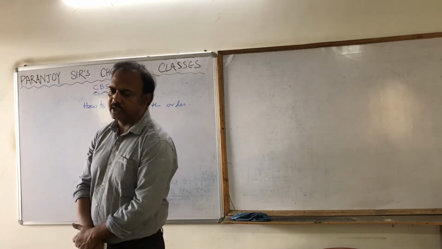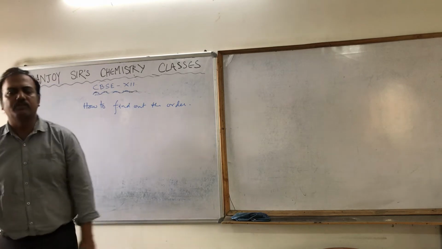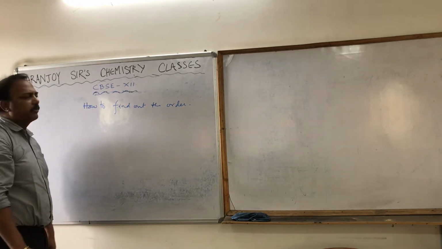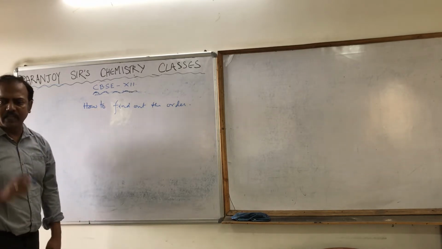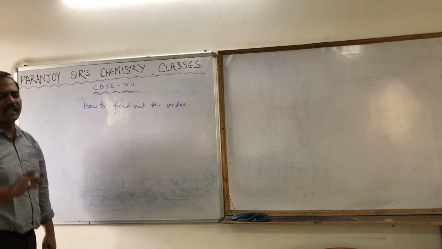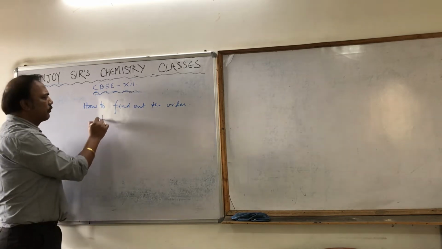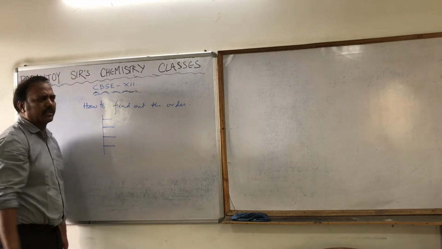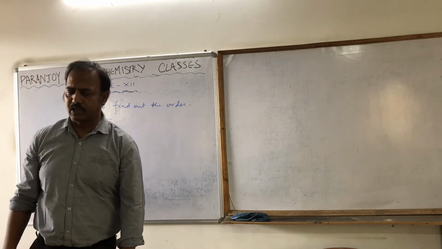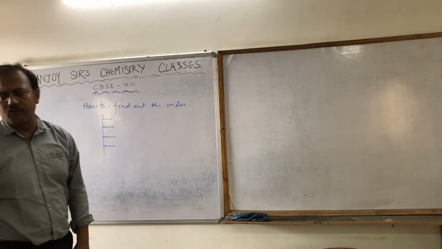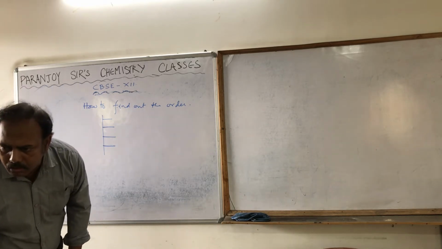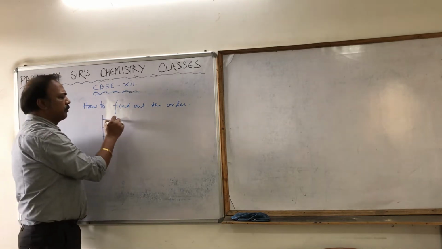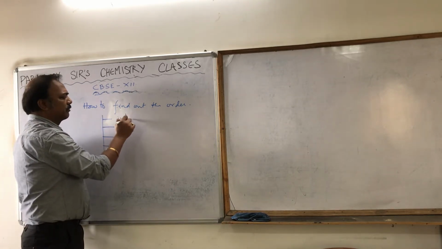The only concept is that order cannot be found theoretically. It has to be determined experimentally. So experimentally we can find out the order by various methods. Out of these various methods, 4 of them are the important ones, and you just have to know the names. Sometimes they ask you the question: name a method by which you can find out the order of the reaction. So these 4 methods you must know.